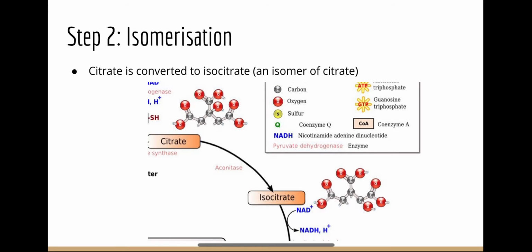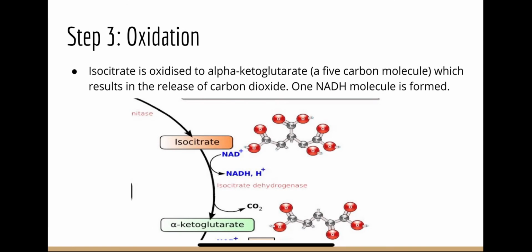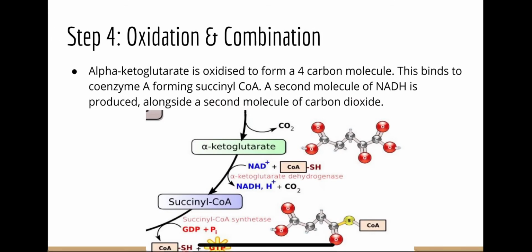Okay, next we'll be getting into step 3, which is oxidation. Step 3. Oxidation. Isocitrate undergoes oxidation and is oxidized by NAD+ to convert into alpha-ketoglutarate, which is a 5 carbon molecule. While undergoing oxidation, an NADH molecule is formed and carbon dioxide is released.